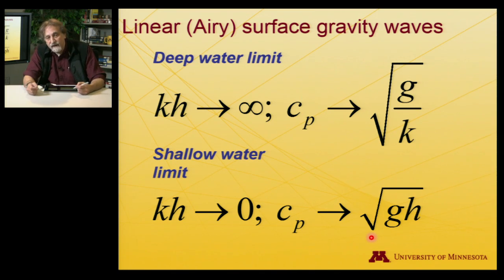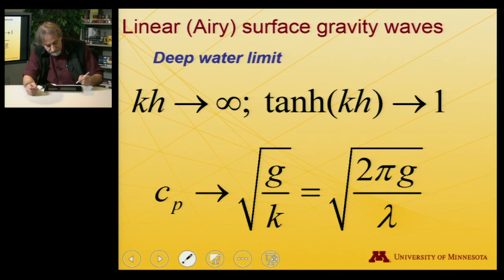You notice now the wavelength no longer plays a role. So the waves now move at a speed that's controlled only by the water depth. In particular, the deeper the water, the faster the waves move, and vice versa. So we say that waves in shallow water are non-dispersive because all the wavelengths move at the same speed, and that's set just by the water depth.